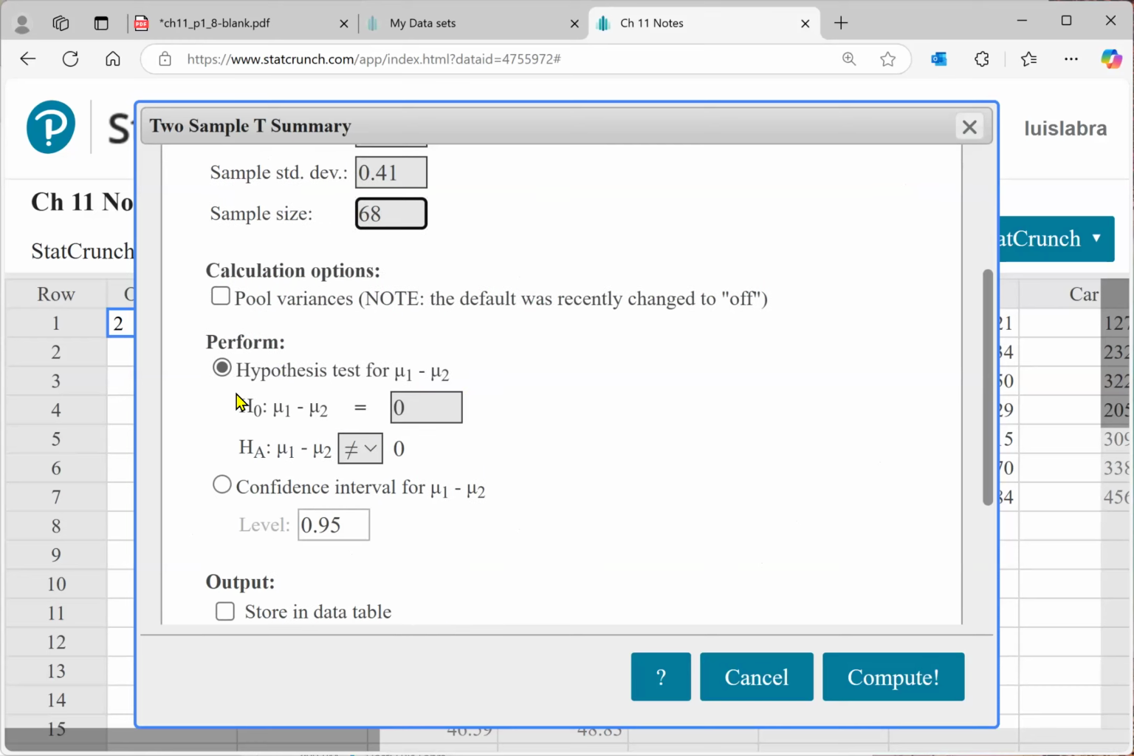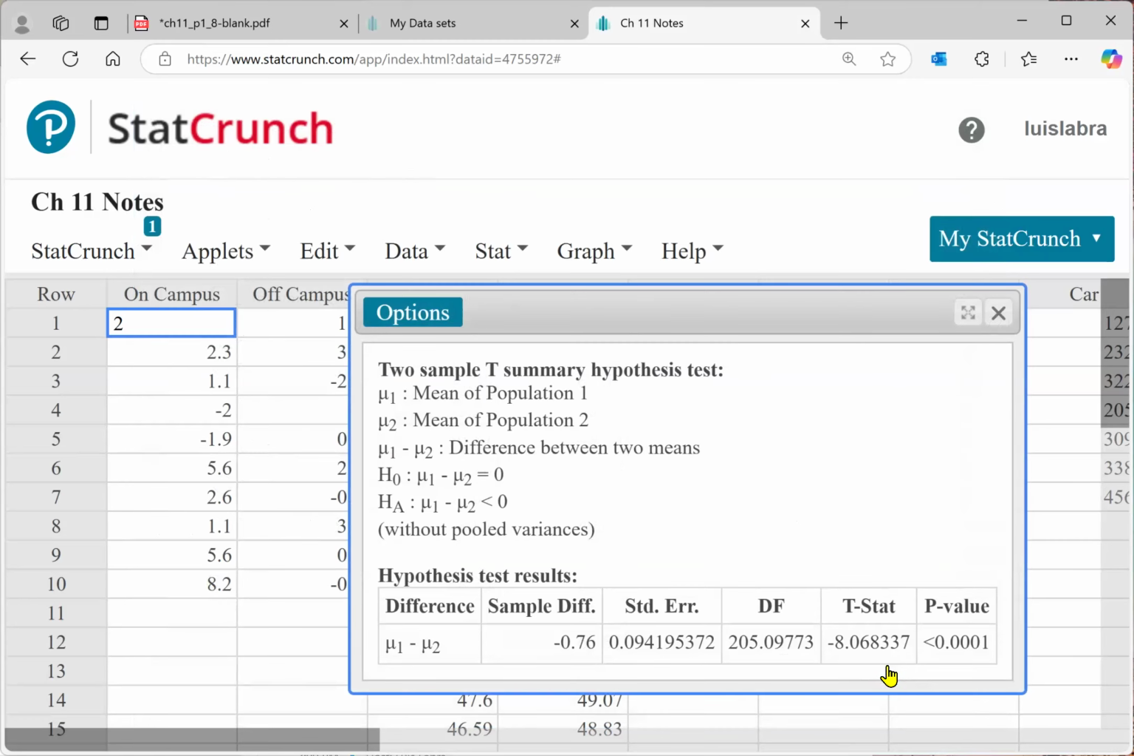Make sure that you fill in the correct hypothesis test. Always 0 on the right-hand side. And then we had a left tail test, so that should be a less than. And we can read our test statistic here. So let's copy that down.